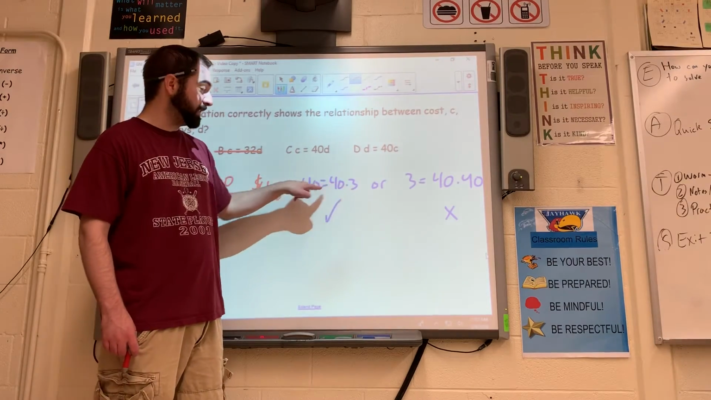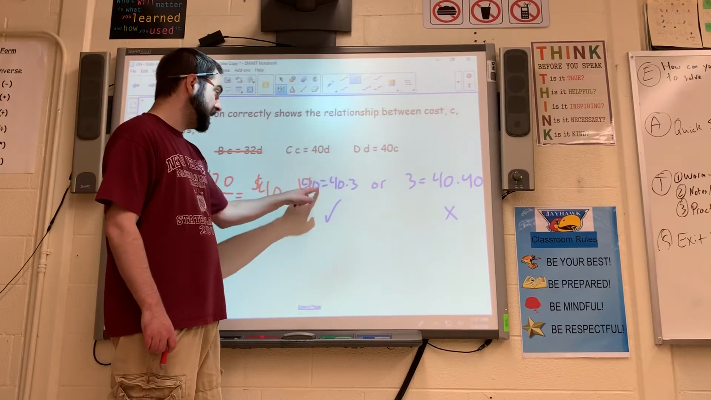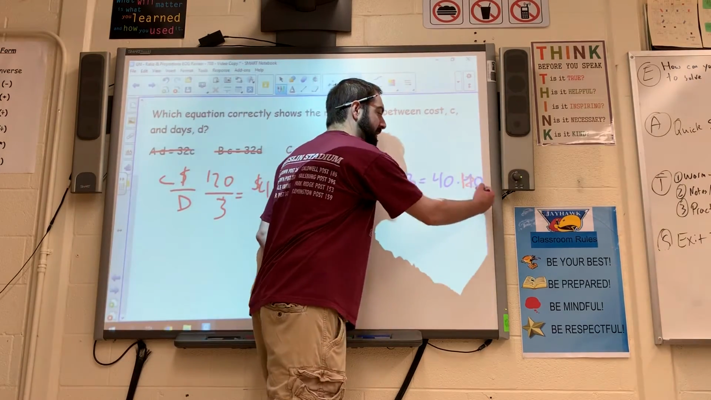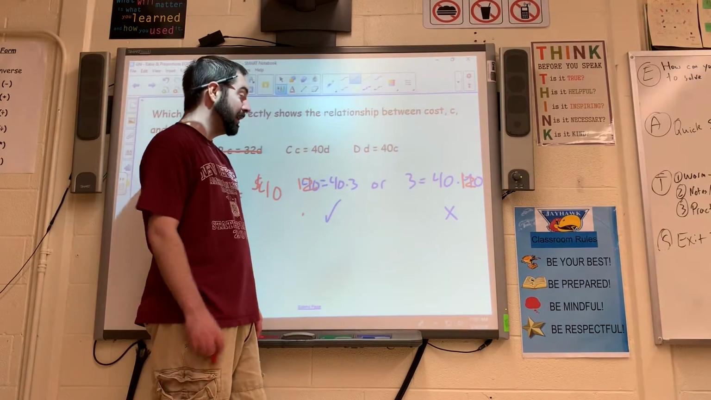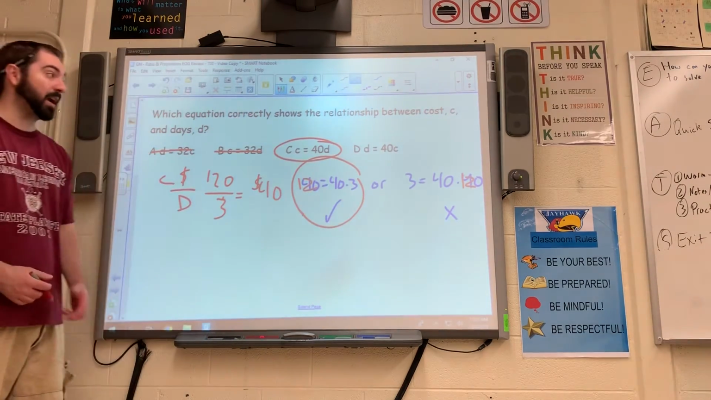It's either 40 times 3 is 120, or 120 times 40 is 3. This answer choice, letter choice C, correctly represents that graph.